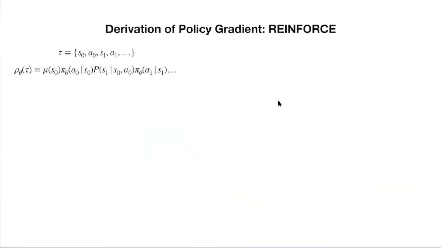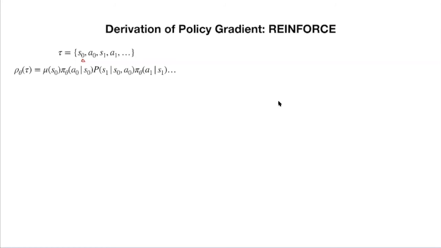Okay, so let's record the definition of a trajectory. This is a sequence of state-action pairs starting from time step h equal to 0 and going all the way to infinity. It's an infinite length trajectory, right? Because we're in the infinite horizon discounted setting.